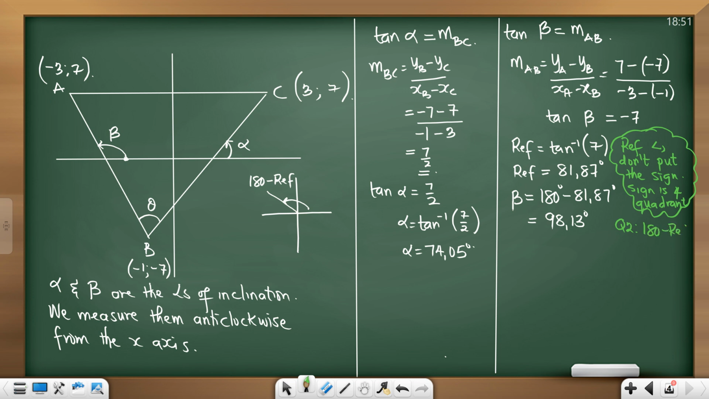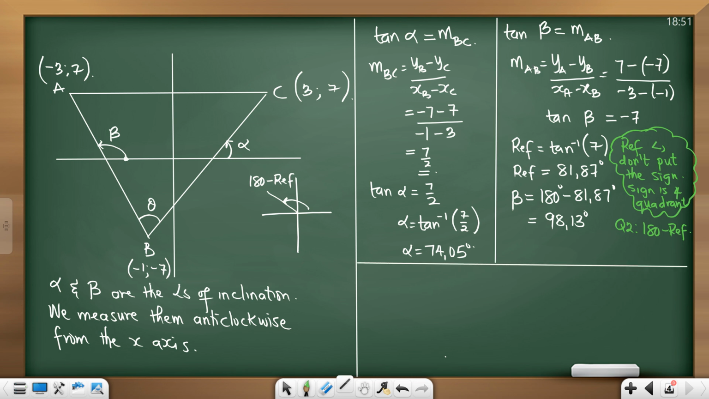And the reduction for second quadrant is 180 minus ref, quadrant 2. So this is general solutions again that we are doing. Does that make sense, everybody? Does that make sense? So that we maintain the same system throughout.